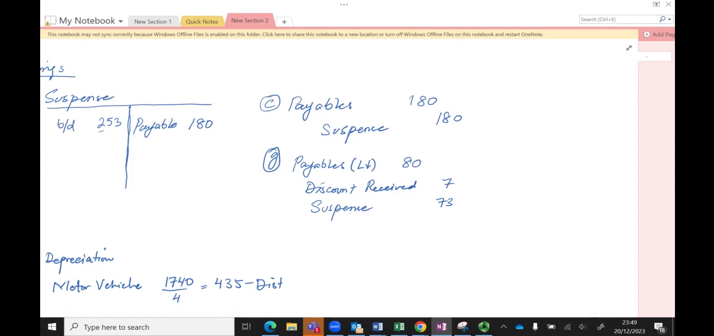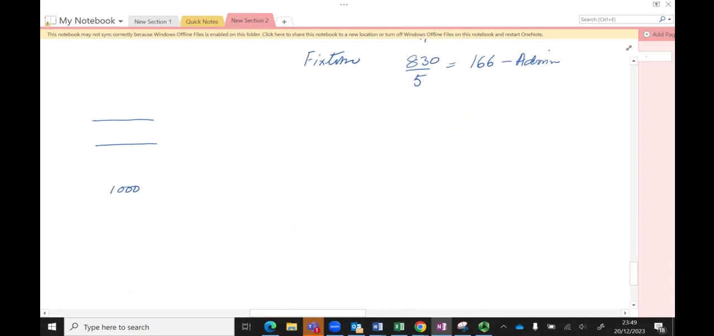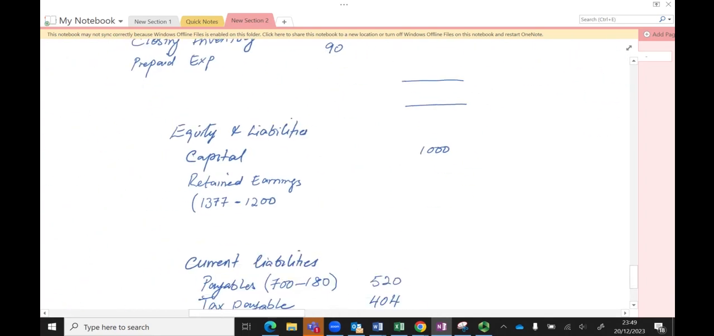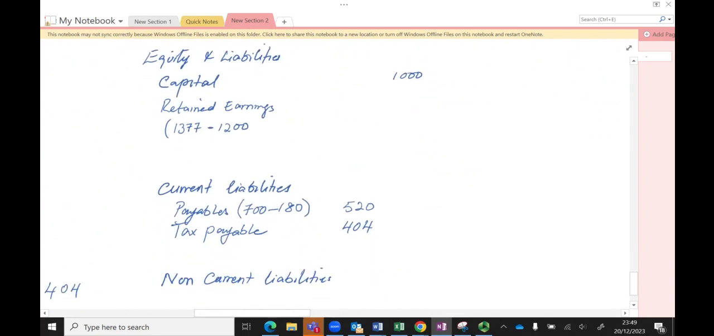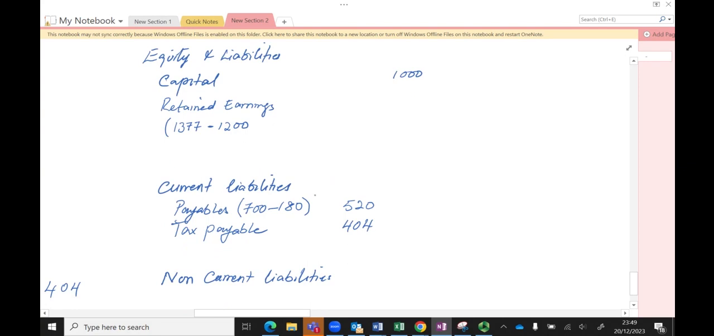So let's record this double entry into the accounts. So let's start from the top. Payables will be debit, so let's remove £80 from the payables balance. Further, £80 will be subtracted, and if we subtract £80 as well, then this balance will become 440.